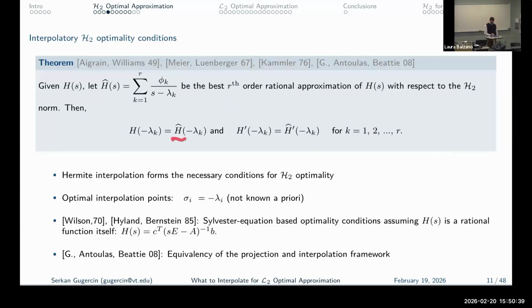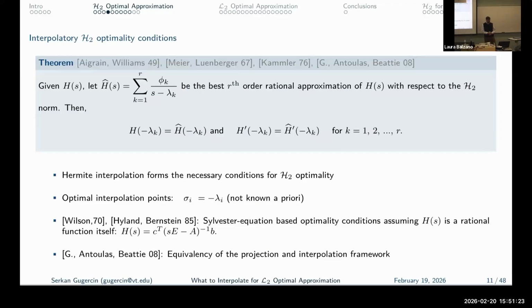H hat should interpolate H at minus lambda. These lambdas are not the poles of the full model. These are the poles of the reduced model. Okay? And then that's not enough. H hat prime should interpolate H prime at minus lambda. So if you want to have an H2 optimal reduced model, you'd better do Hermite interpolation. And then you need to pick your interpolation points as the mirror images of the poles of your reduced model.